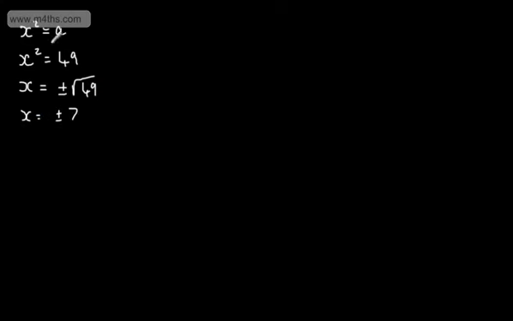So I can simply go ahead and take the square root of both sides. We get a positive and negative answer here. If I square minus 7, I'm going to get 49. If I square positive 7, I'm going to get 49.